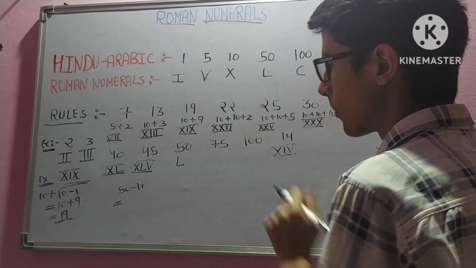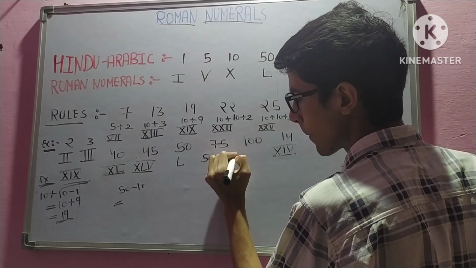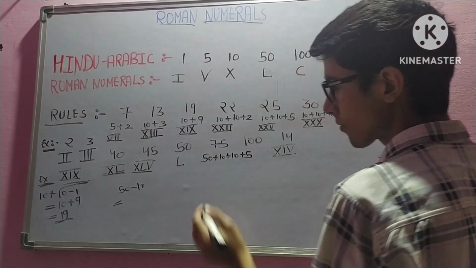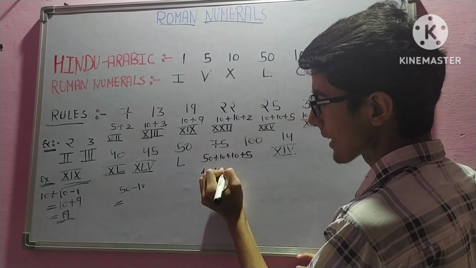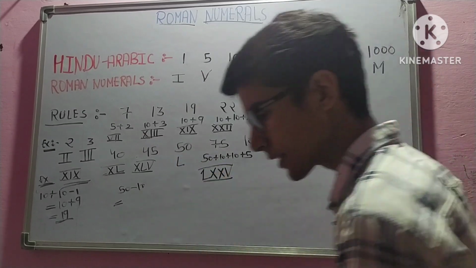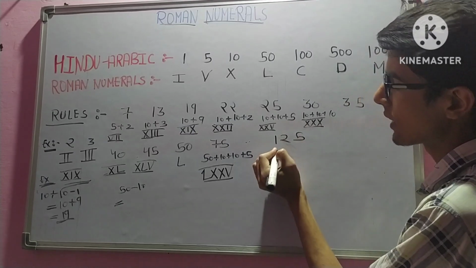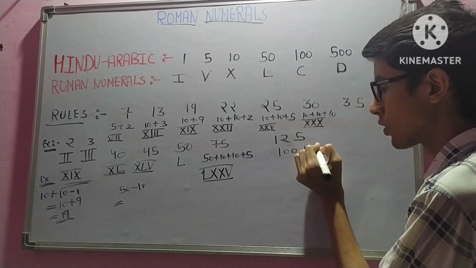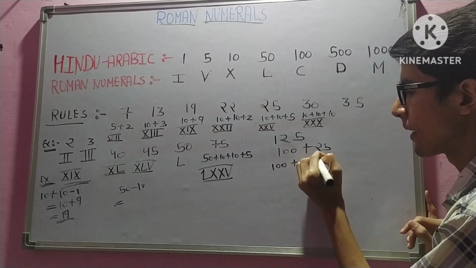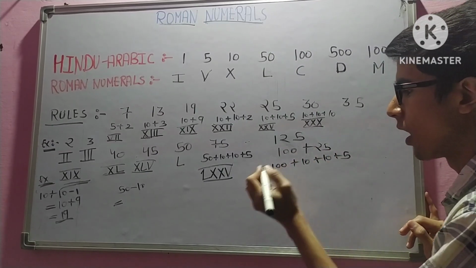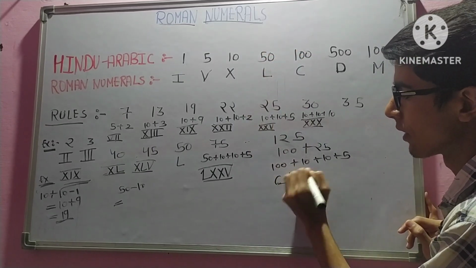Okay students, moving on to the 75. 75 can be written as 50 plus 10 plus 10 plus 5. 50 means L, 10 means X, X and V. Okay students. The next example we have is 125. 125 can be written as 100 plus 25. Let's break it into more pieces. 100 plus 10 plus 10 plus 5. 100 means C, 10 means X, X and V.